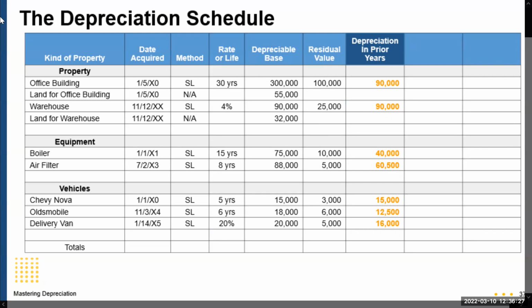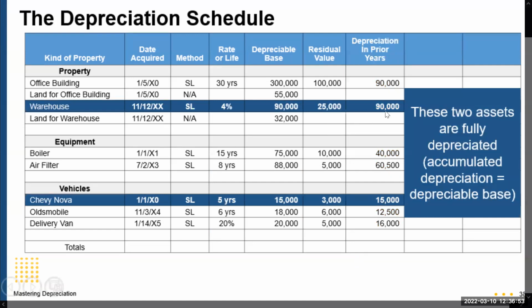A calculator on your phone's nice, but it always takes me a long time to find mine. So we have 200,000 divided by 30 years is $6,666.66 per year. I don't know where they got 90, but we're not going to question that at this point. This just wants you to know how to fill out the schedule.